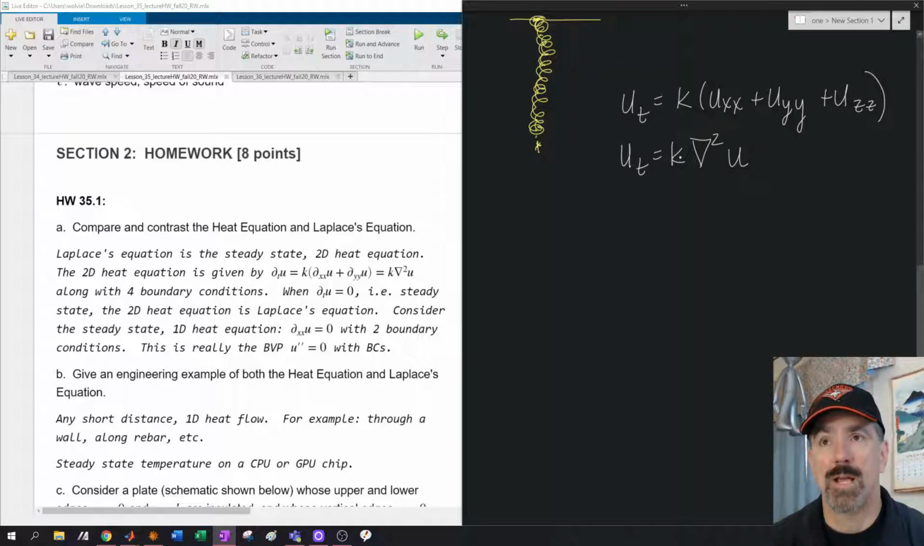And Laplace's equation for 3 dimensions would simply be making this 0, which means I could divide out by the k. I could divide the k out and I would end up with something that looks like this. So that's my Laplace's equation, and I can have as many spatial dimensions as I want, 1, 2, or 3. It's all Laplace's equation.